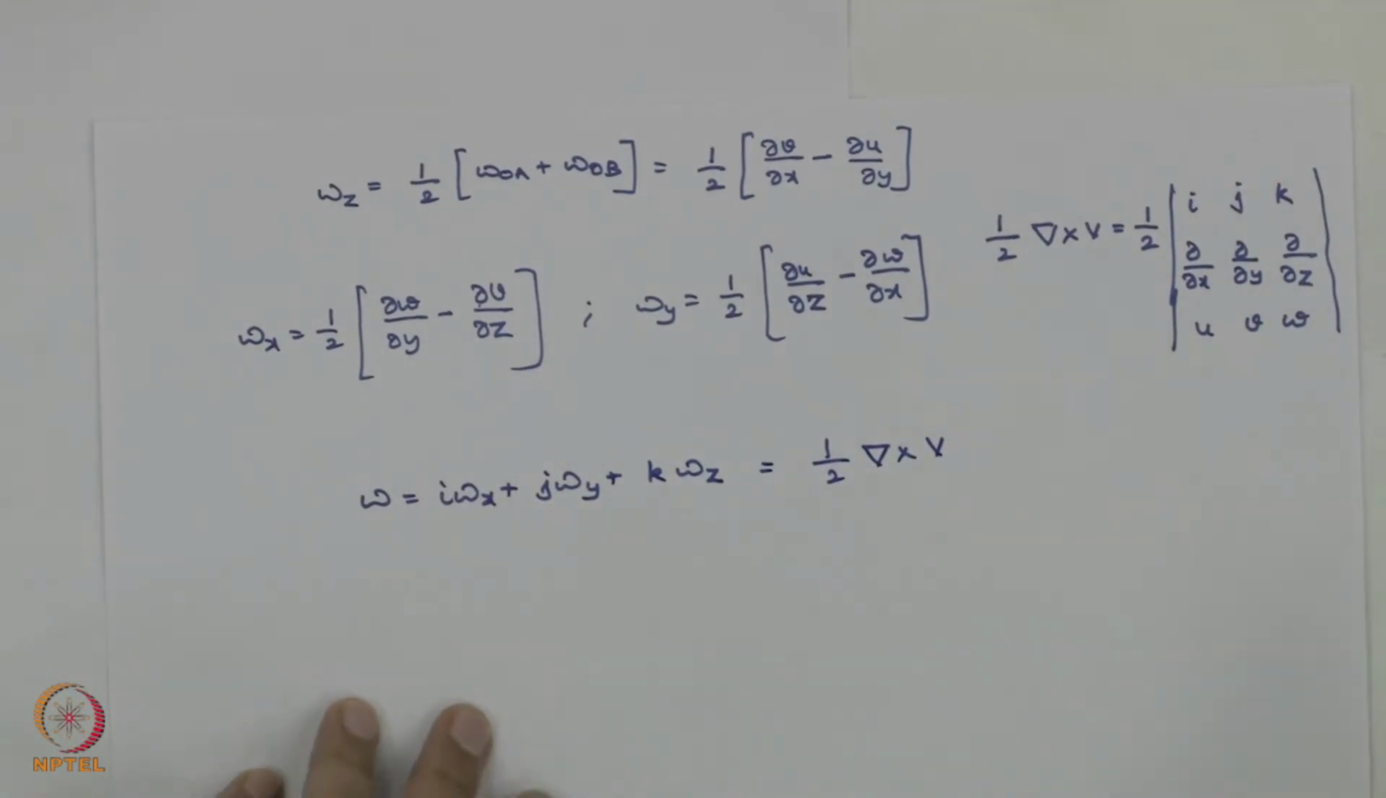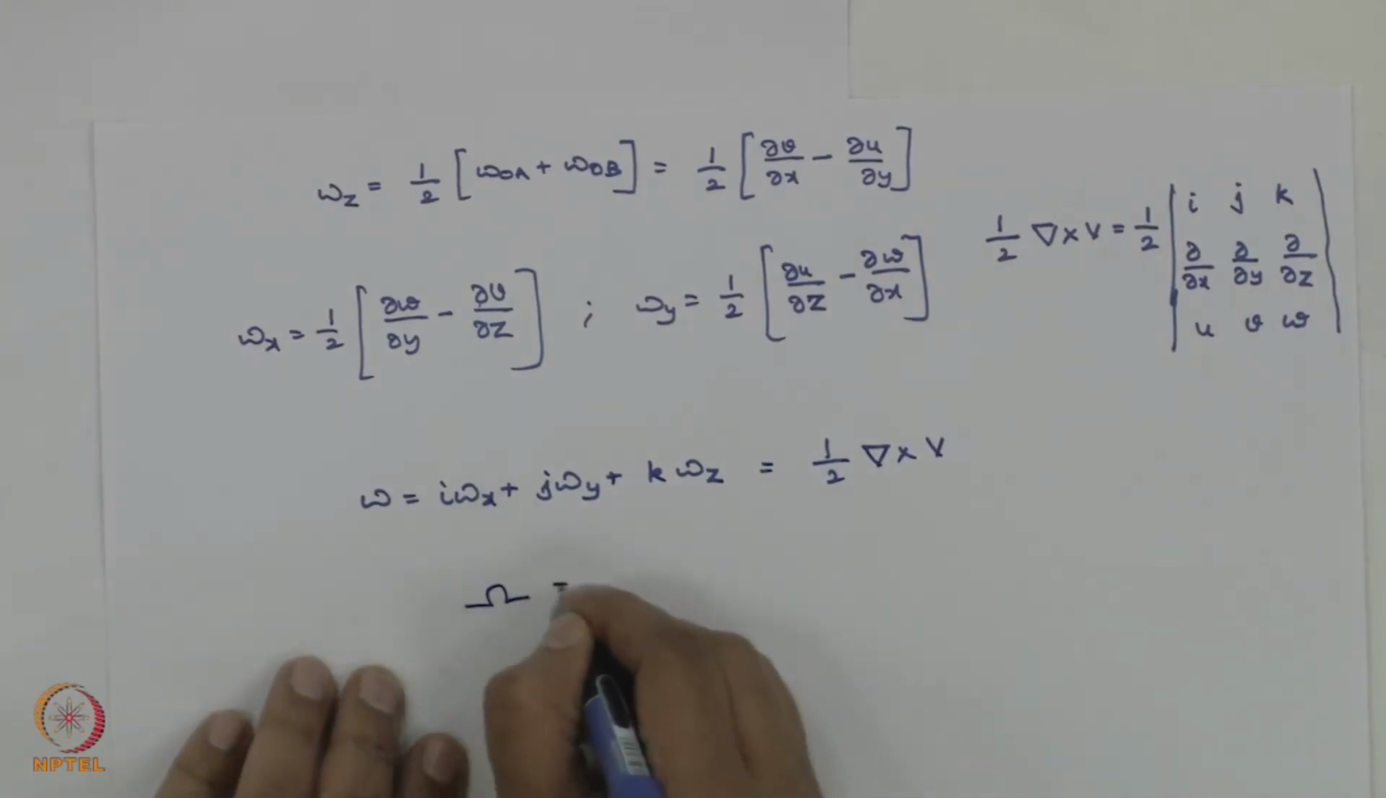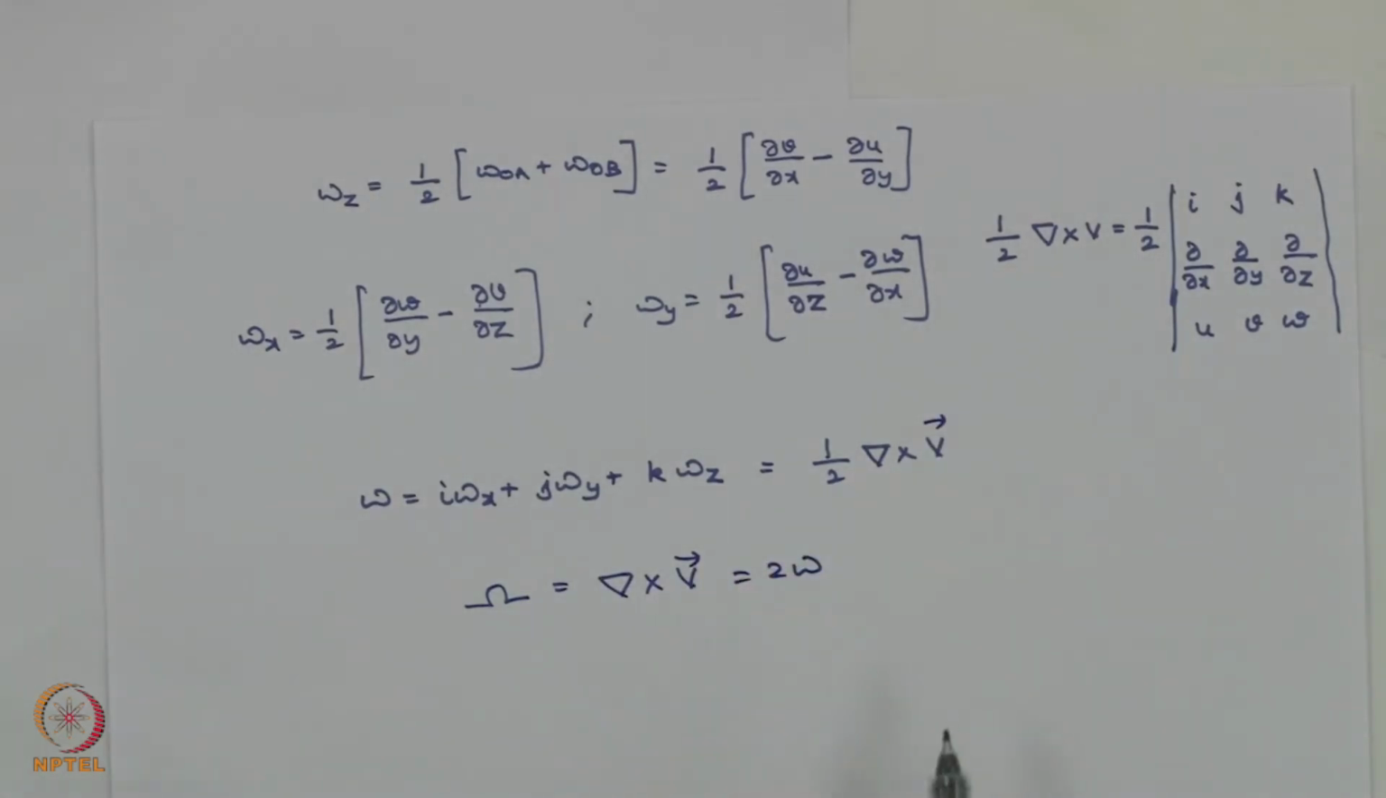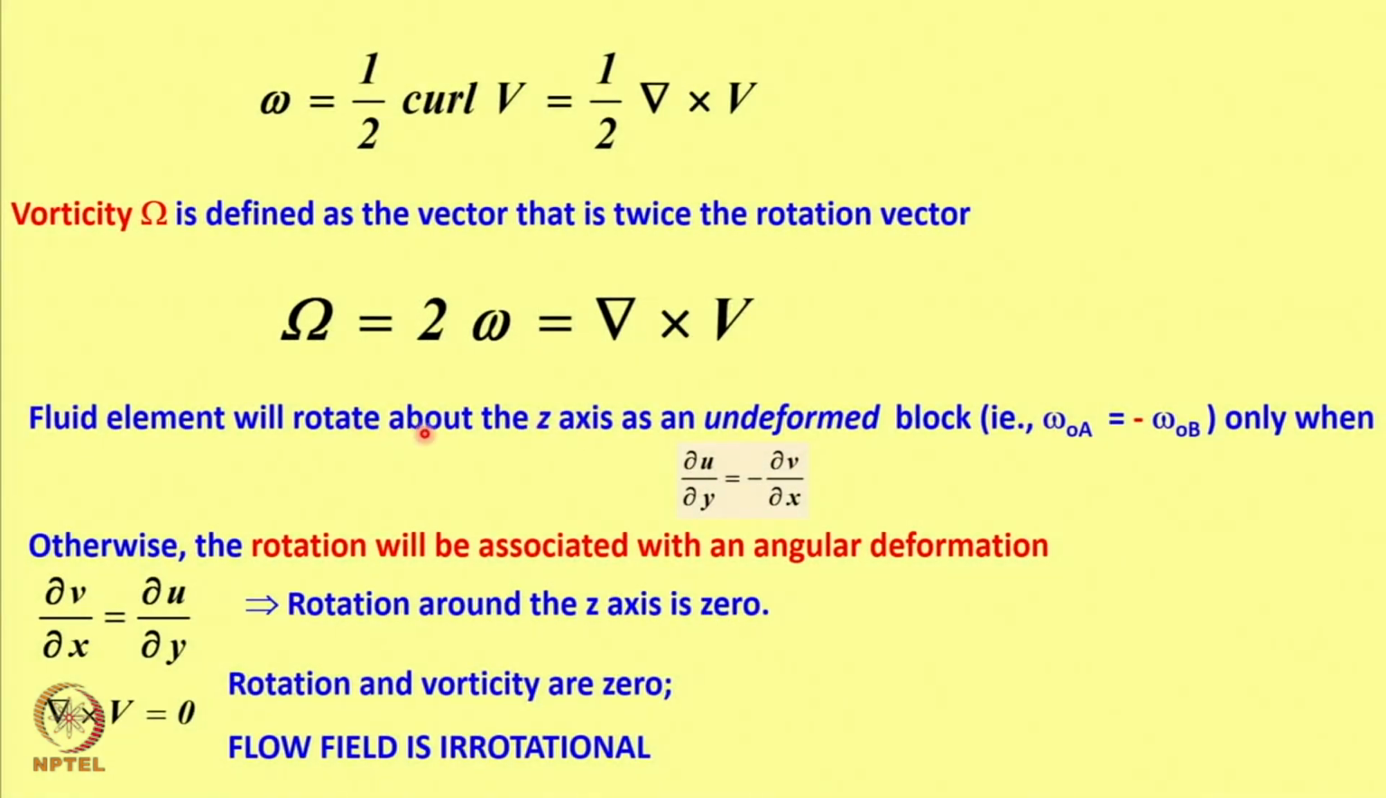So rotation, vorticity. Here I have to introduce what is called vorticity. Vorticity is equal to del cross V, which is equal to 2ω. That means the fluid element will rotate about the z-axis as an undeformed block only when ω_OA is equal to minus ω_OB. That's why we took ∂u/∂y equal to minus ∂v/∂x. But if both are equal, then the rotation about the z-axis would be 0. So if ∂v/∂x equals ∂u/∂y, the rotation is 0. If rotation and vorticity are 0, the flow field is irrotational.